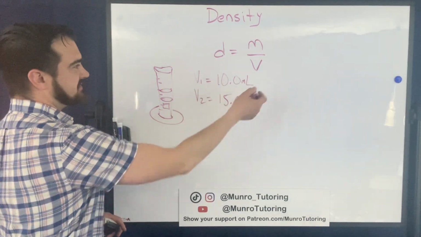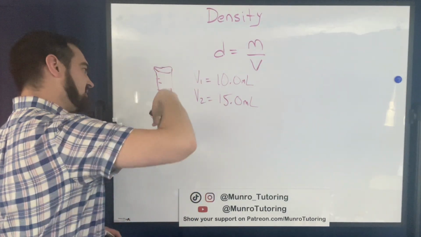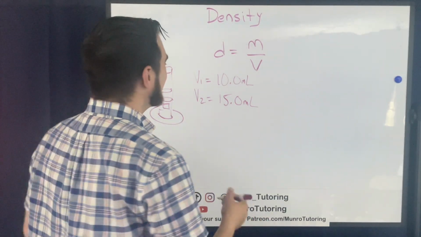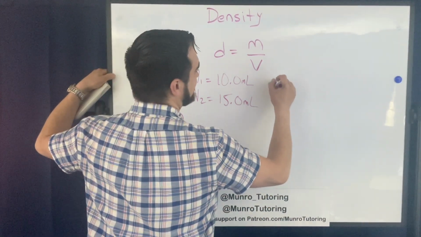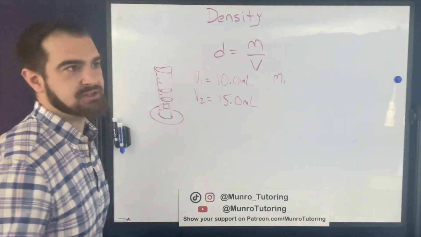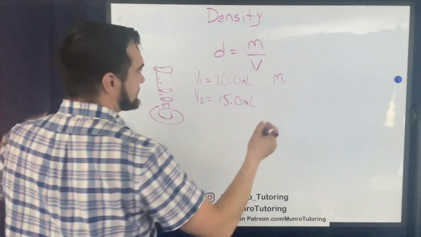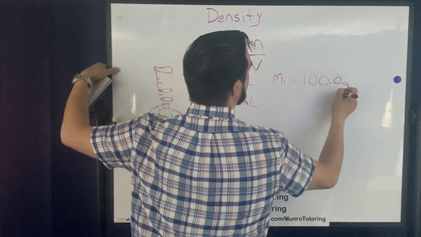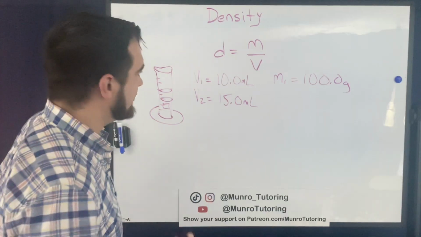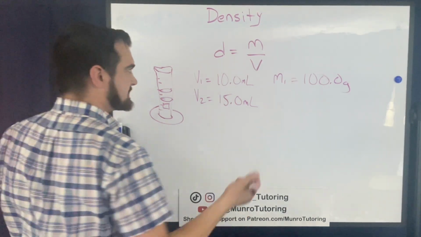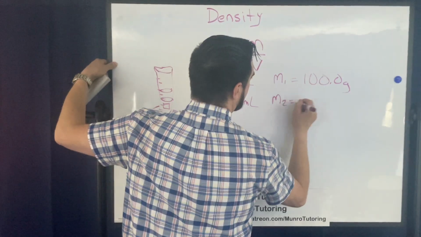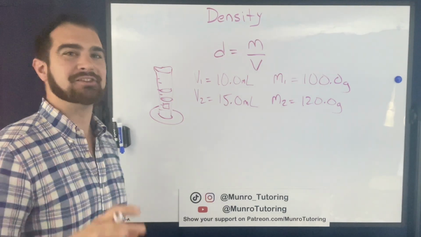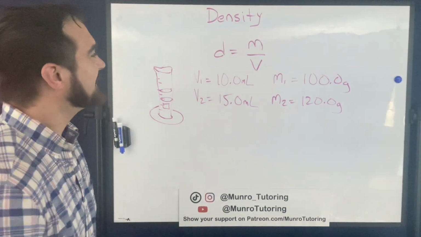So the initial level of water is 10 milliliters. We drop a chunk of stuff in there. It rose up to 15 milliliters. Hopefully that's what I said the first time, right? And then I also said that the initial mass of the graduated cylinder and the water was 100.0 grams. And then after dropping the chunk in there, I believe I said 120.0 grams. And like I said, if I somehow change the numbers slightly, this is just a new problem.